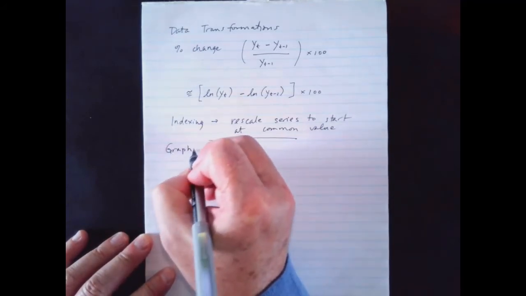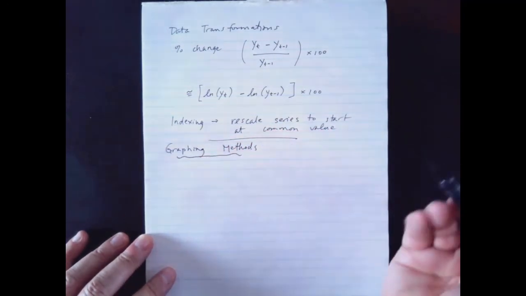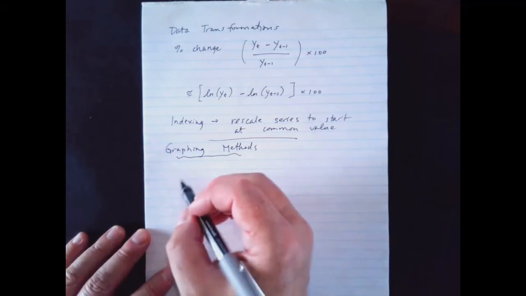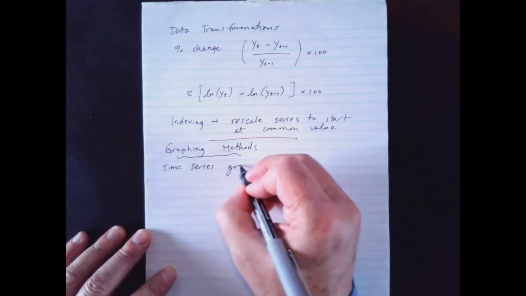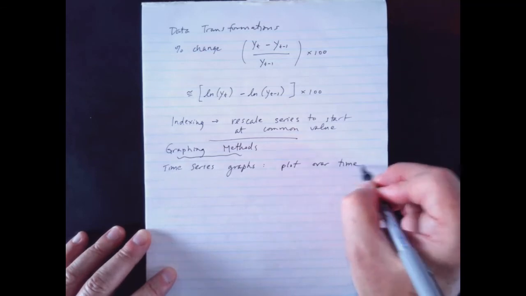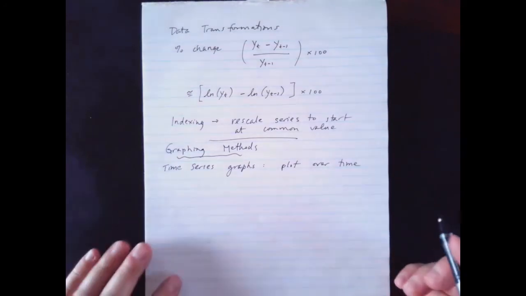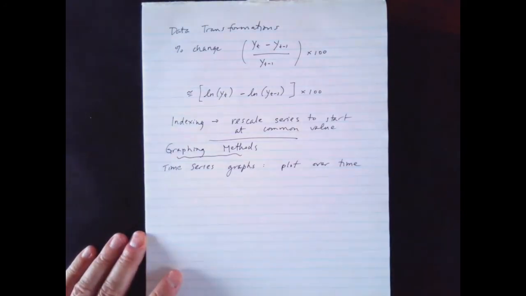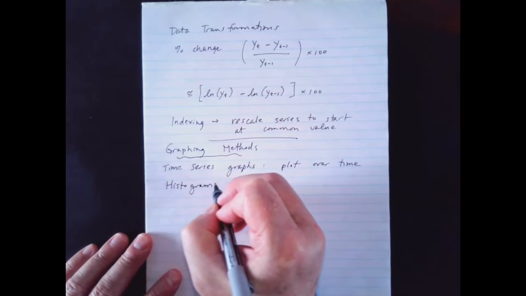Graphing methods. R is very good at graphing, by the way. You'll discover that. Time series graphs: you've seen lots of examples of these. This is just plotting the data over time, and you can see it goes up and down. It might trend upwards, it might trend downwards, but it gives you a quick overview of how that time series has behaved over time. Another type of graph is histograms.